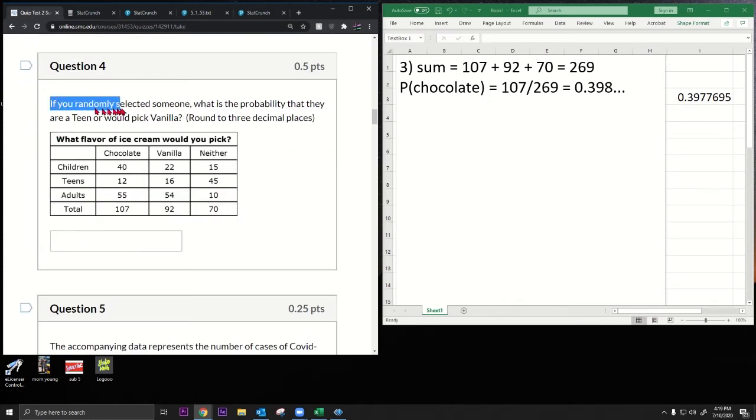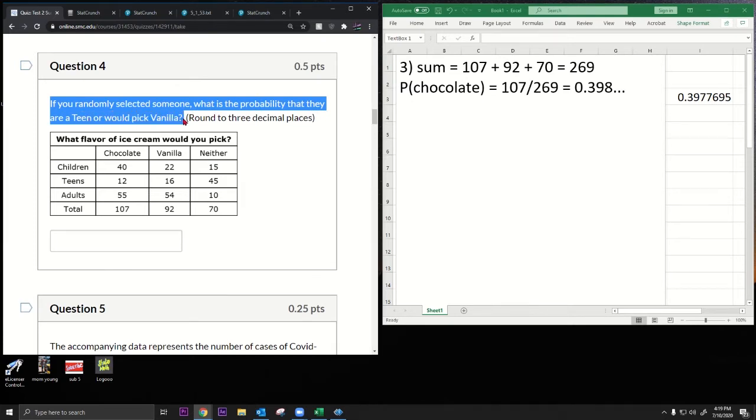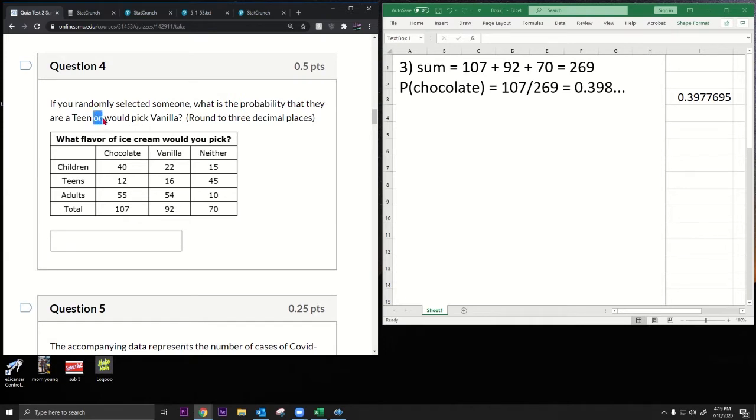Alright, number 4. It says if you randomly selected someone, what is the probability that they are a teen or would pick vanilla? A teen or would pick vanilla. Let's see. Alright. This is an OR question. It's the addition rule. You can use the formula, which I don't recommend, or you could just do it intuitively, which I do recommend. So I'm going to do it intuitively.